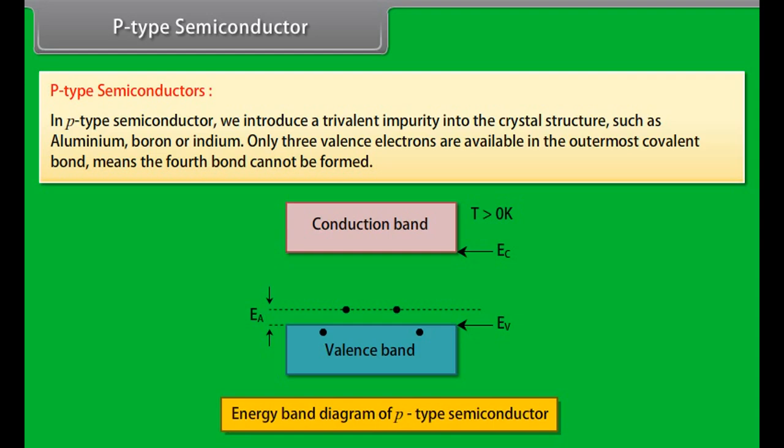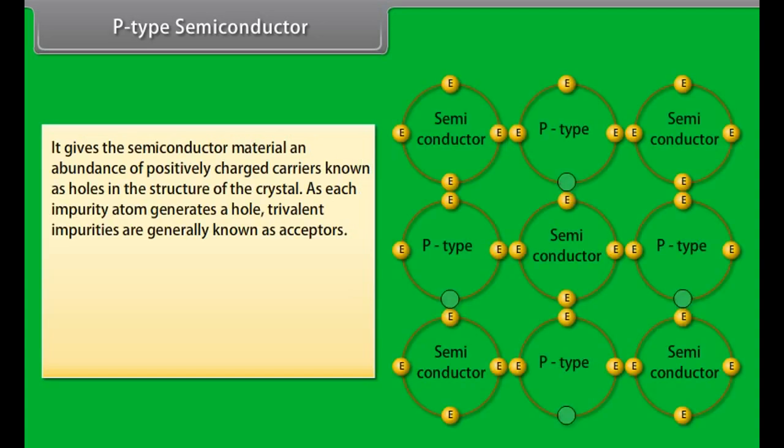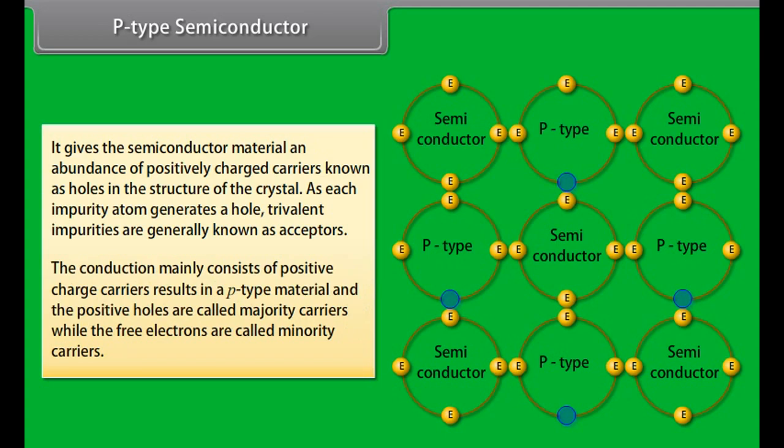Only 3 valence electrons are available in the outermost covalent bond, which means the 4th bond cannot be formed. It gives the semiconductor material an abundance of positively charged carriers known as holes in the structure of the crystal. As each impurity atom generates a hole, trivalent impurities are generally known as acceptors. The conduction mainly consists of positive charge carriers, resulting in a P-type material, and the positive holes are called majority carriers while the free electrons are called minority carriers.